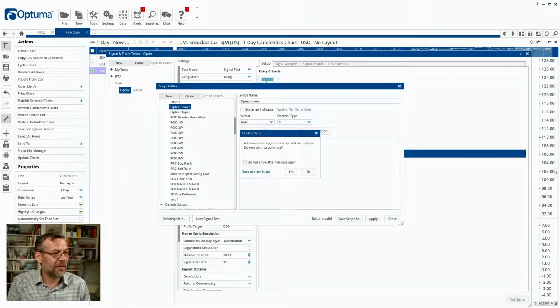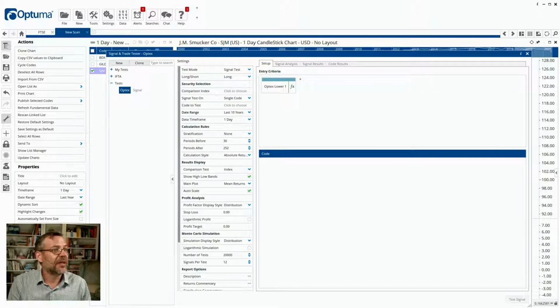No, I don't want to change that. I want to save that as a new script. All right, so now that we've got our script there, we can come through here. We have 2 types of tests: the signal test here and a trade test. Now, a trade test would give me an exit criteria. So again, we talk about that in the introduction to quant.